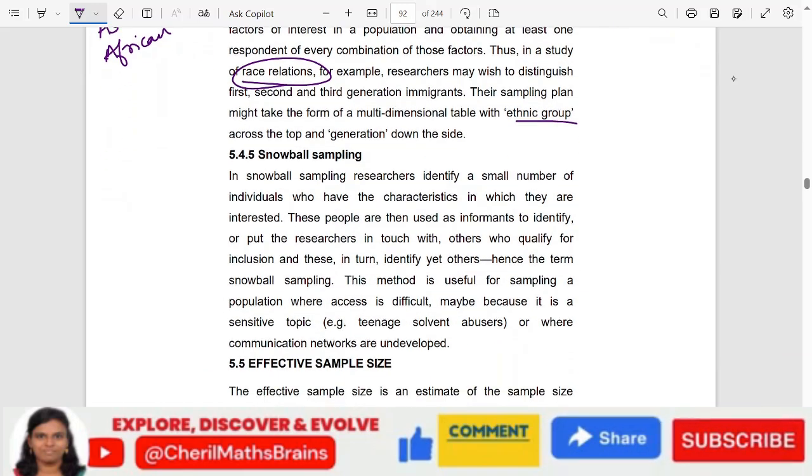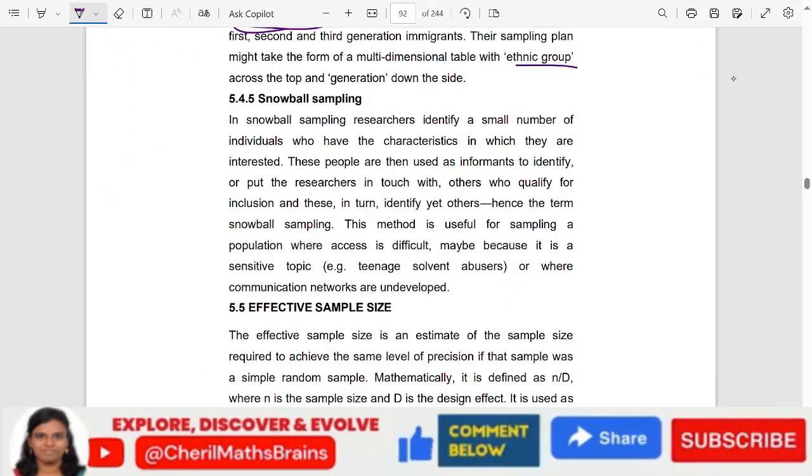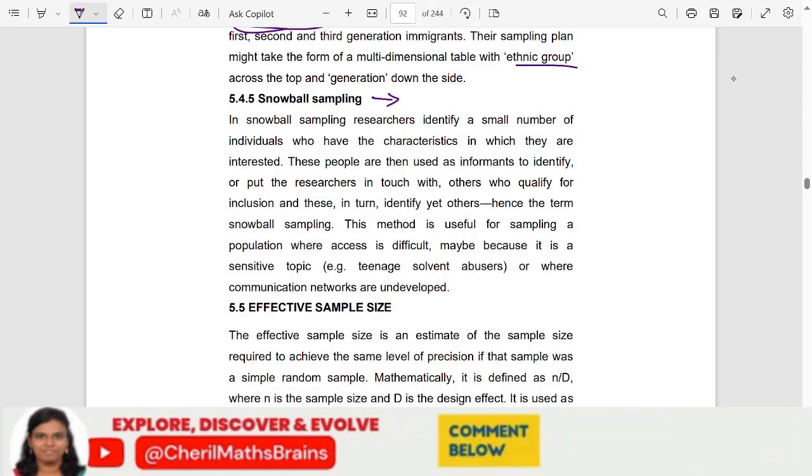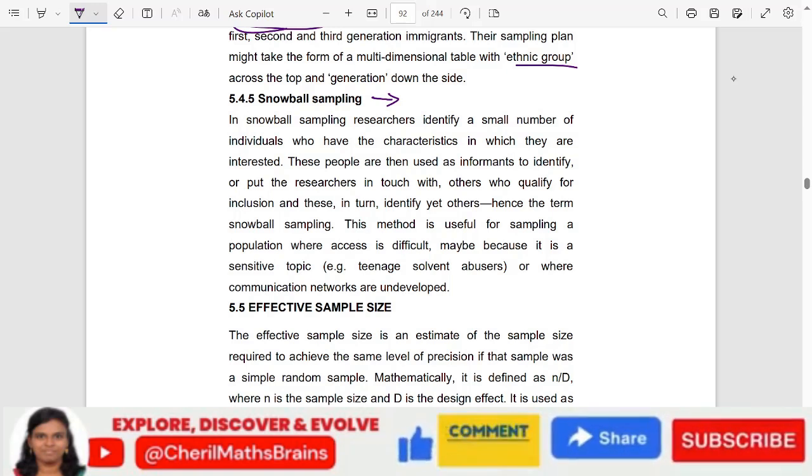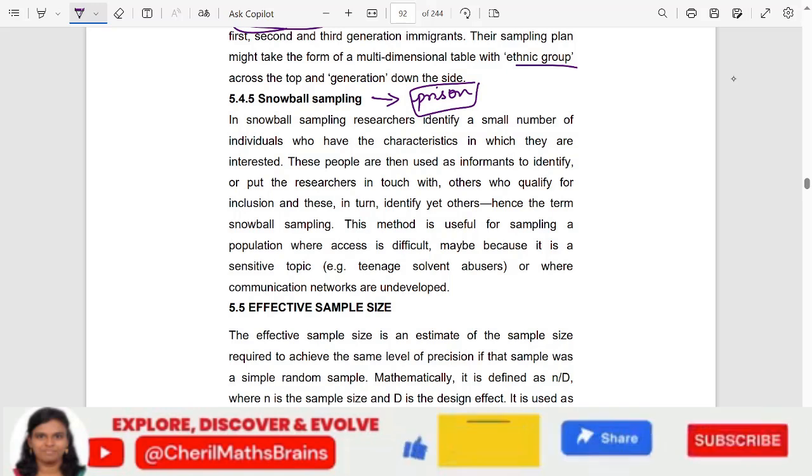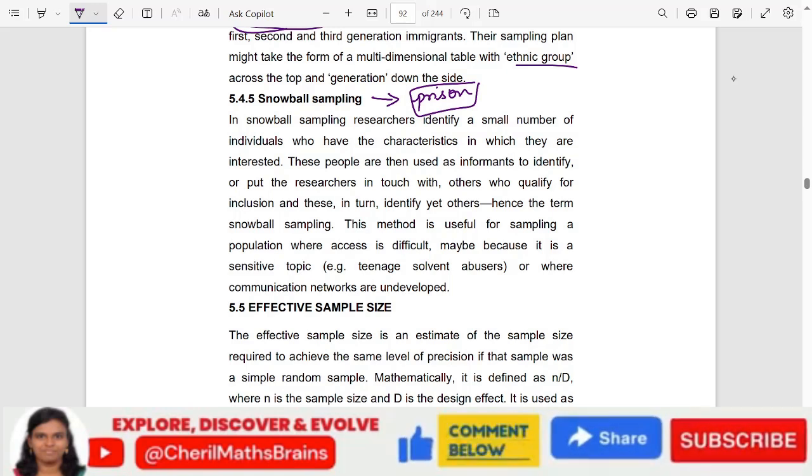The next one is snowball sampling. Snowball sampling is used when you are not able to reach a particular group of people. For example, you need to go and talk with people who are in prison. You can't approach them directly, but you know what you need to get and what data you need to collect. You may not be comfortable, or maybe you are not allowed to access those people.